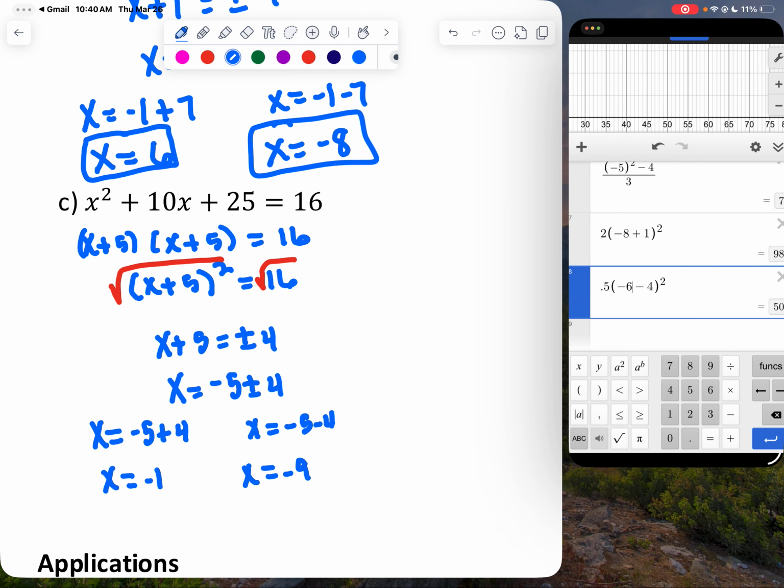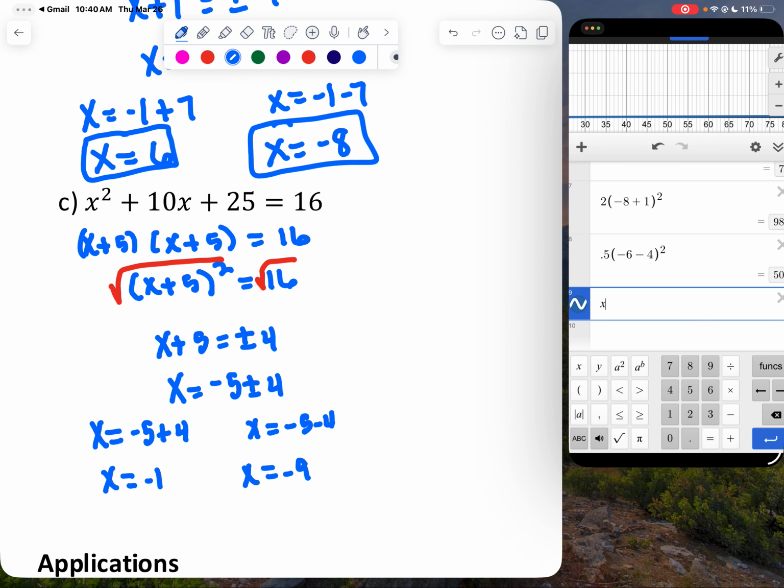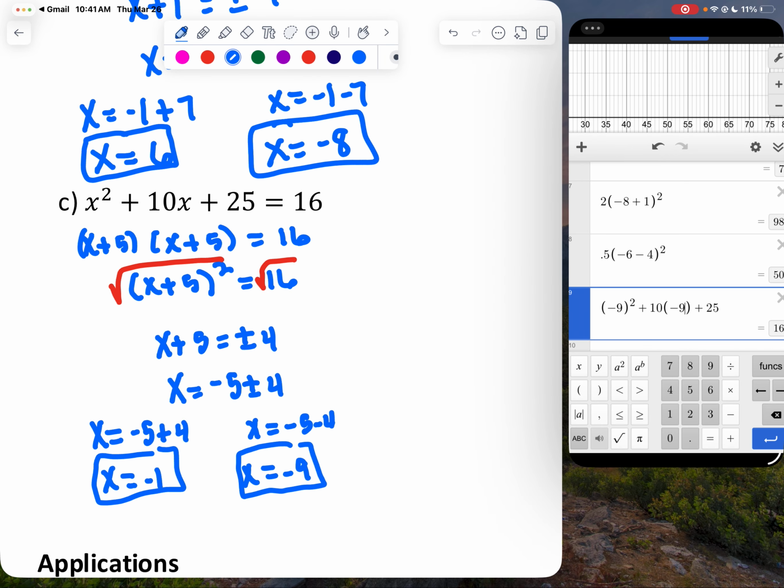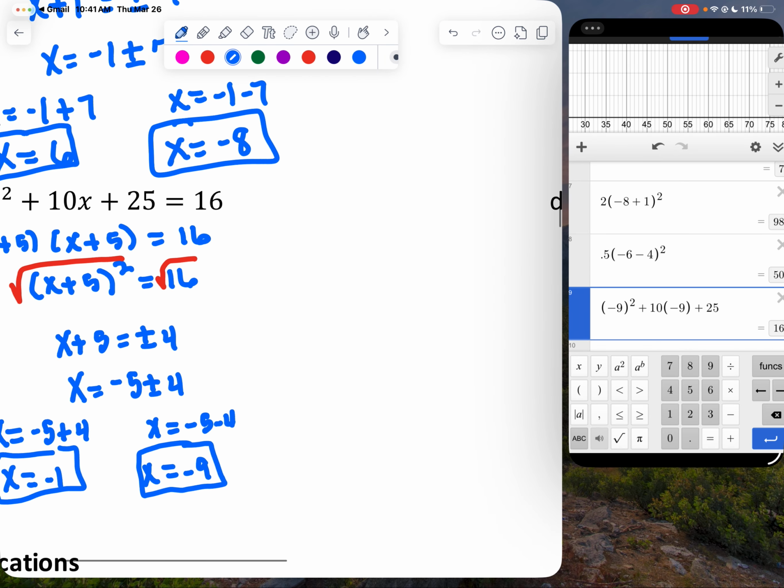So let's check our solutions. We have parenthesis, whoops, I'm going to put parenthesis, negative 1 parenthesis squared plus 10 parenthesis negative 1 plus 25. And that does equal 16. Now change the negative 1 to negative 9. So change that to negative 9, that to negative 9, and it also checks out. So x equals negative 1, x equals negative 9.